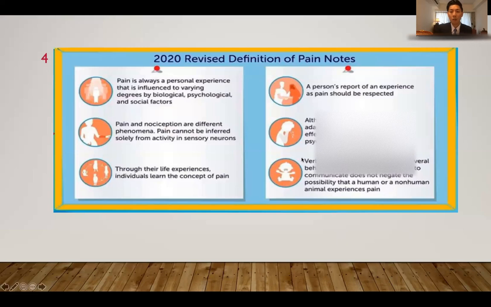Lastly, we have to look after certain groups of the population. Pediatric patients, non-communicable patients, elderly patients with dementia, mentally incompetent patients or disadvantaged patients have to be considered, and pain assessment for them can be more challenging.